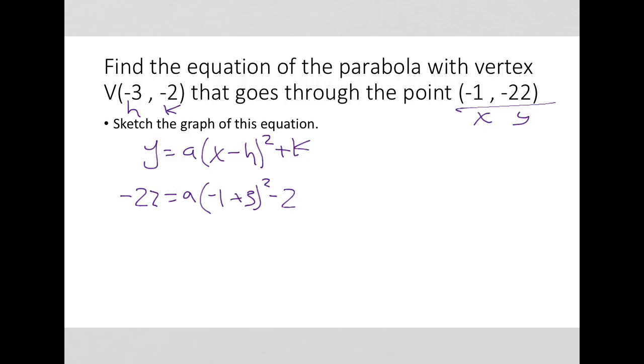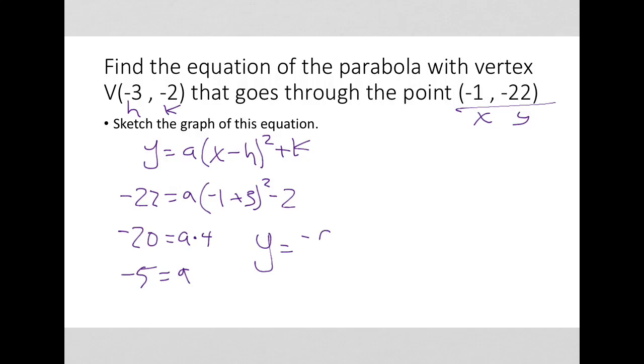Now let's simplify. I'm going to add 2 to both sides to get negative 20 equals a times negative 1 plus 3 is, well, that's the same as 3 minus 1, so that's 2, and 2 squared is 4, so that's the same as a times 4. So to get a by itself, divide by 4 on both sides, and we get negative 5 is equal to a. You're not done yet, you almost are, but last step, just rewrite the equation.